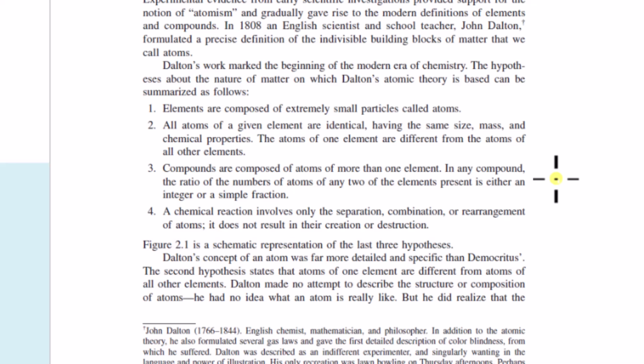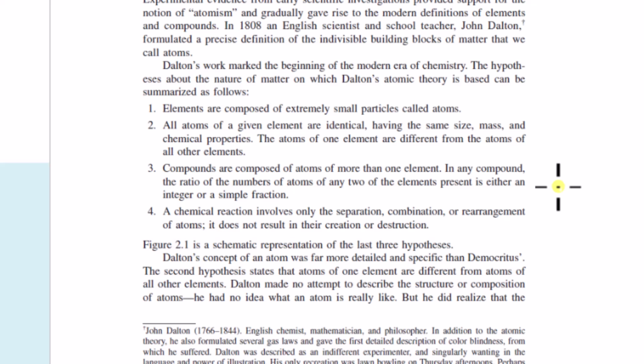Okay, but then furthermore, hypothesis 4 says a chemical reaction involves only the separation, combination, or rearrangement of atoms. It does not result in their creation or destruction. So when they were analyzing these mass relationships, they weren't seeing any evidence of certain types of elements disappearing and transforming into another type of element. You could always track the masses of different elements, no matter what kind of compound or reaction they were put into.